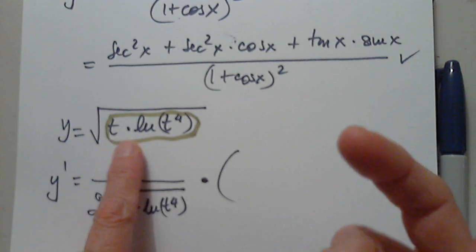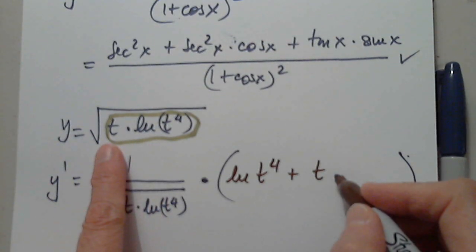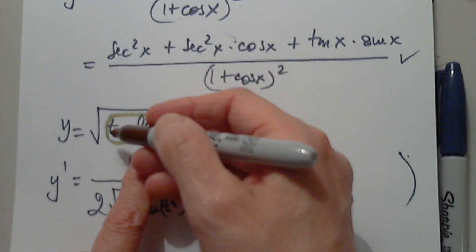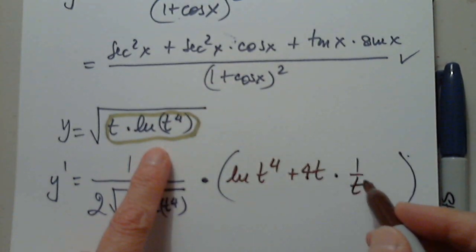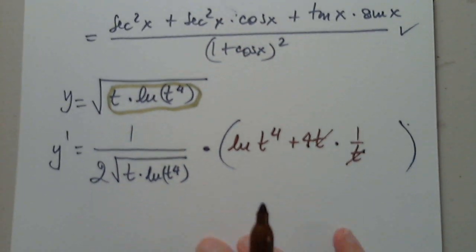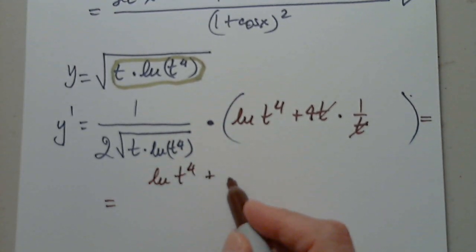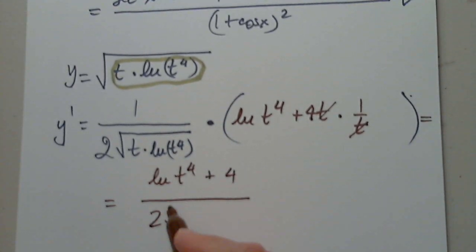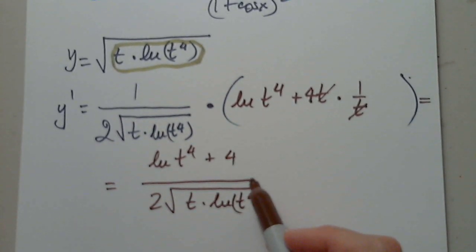The first function prime is 1 times natural log t to the 4th plus t times, you can put 4 in front if that's what you want, times natural log t prime, which is 1 over t. It's the same thing. So we simplify. So we have the final answer. I will have natural log t to the 4th plus 4, everything over 2, the square root of t times natural log t to the 4th power.